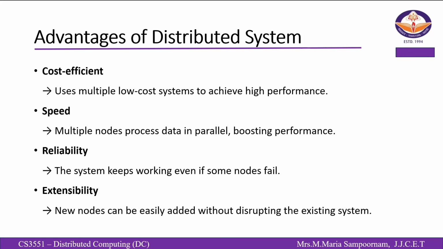Then the second one, speed. Tasks are divided among nodes and executed simultaneously. For example, a team writing different sections of a report at the same time. Reliability: even if one system fails, others can continue. For example, if one power unit in a building fails, the others still keep the lights on. Extensibility: new nodes can be added easily. For example, adding more storage to your Google Drive as needed.